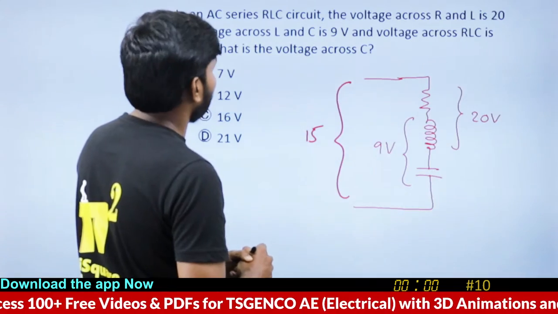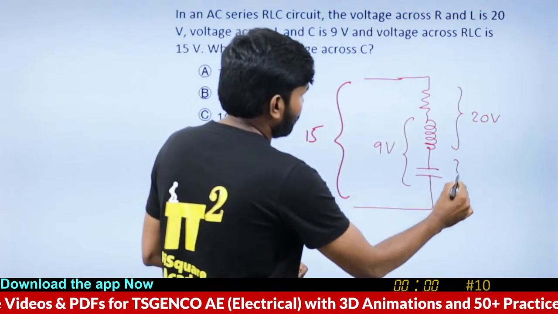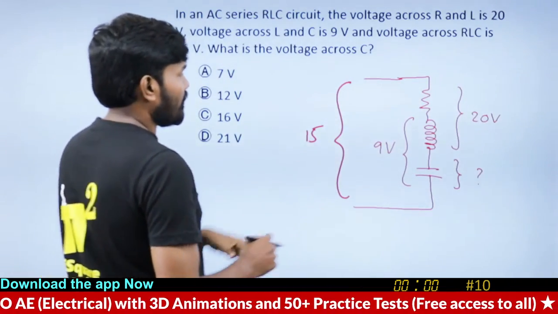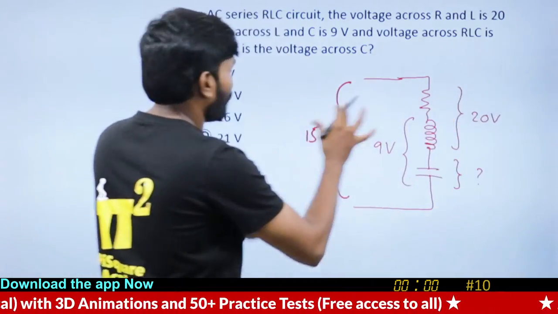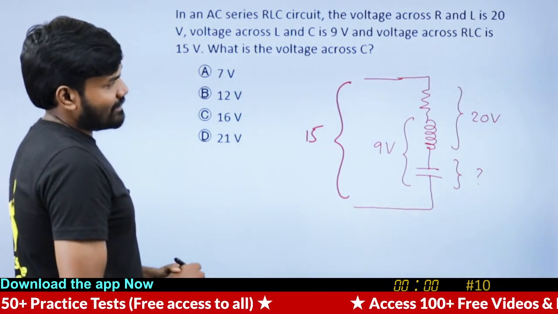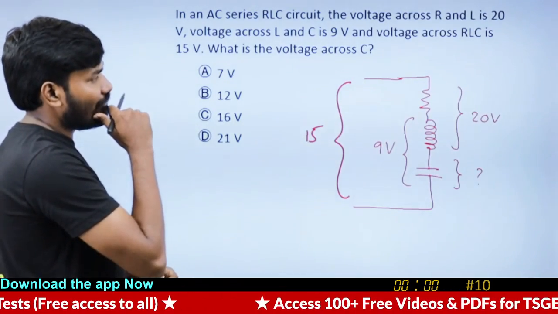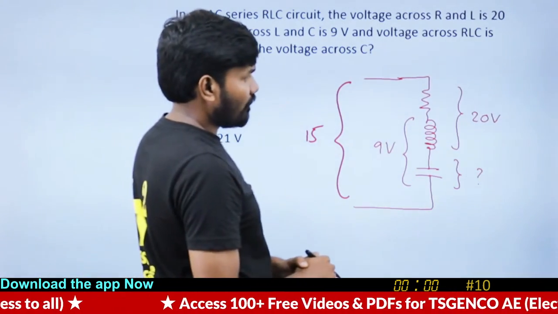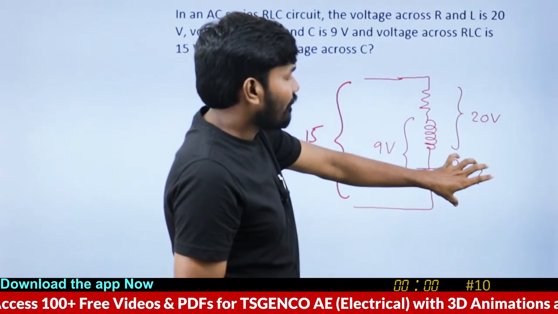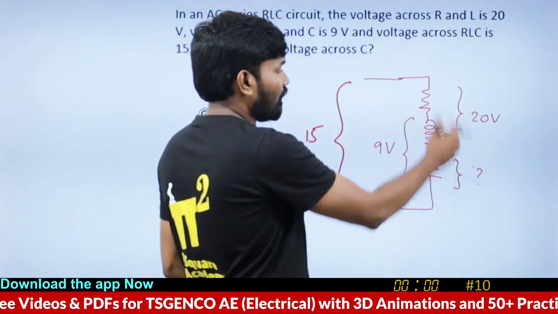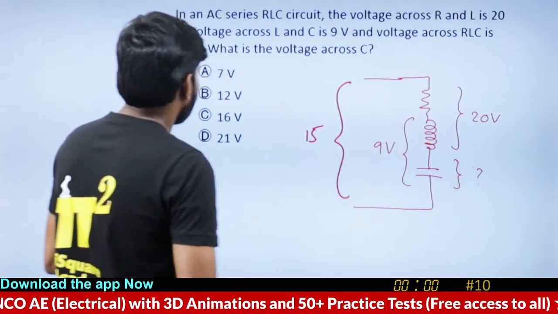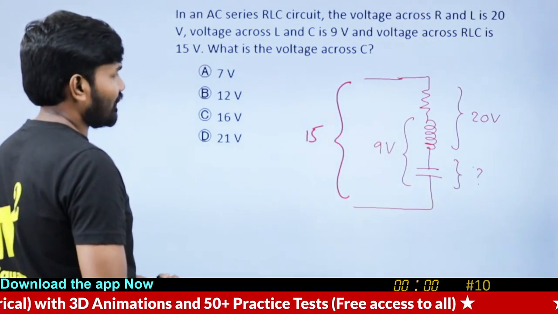So now, what is asked is this voltage. To get this voltage, if you subtract 15 minus 20, you're not going to get that. One thing I can say, definitely the value will be less than 20. Because when you have R, L, and C, RL voltage is 20, and this voltage is not known. When you add them up, total voltage is definitely 15. That's true. So elimination by elimination, I think we cannot do that.